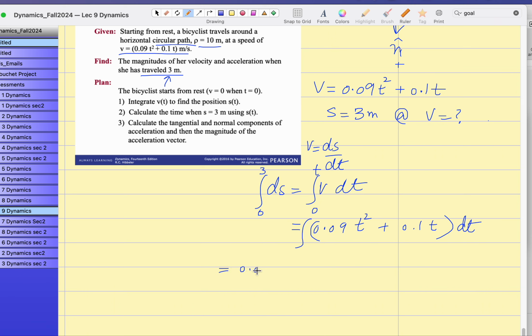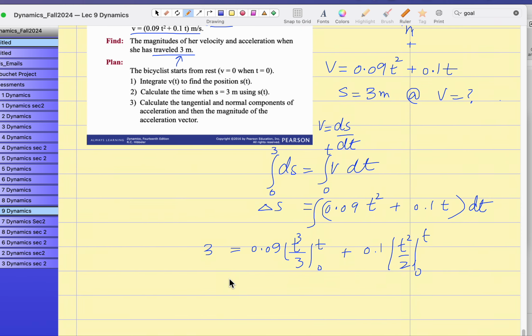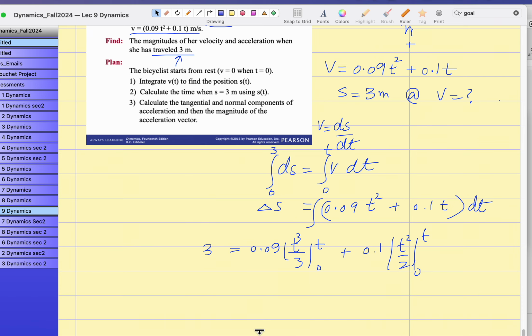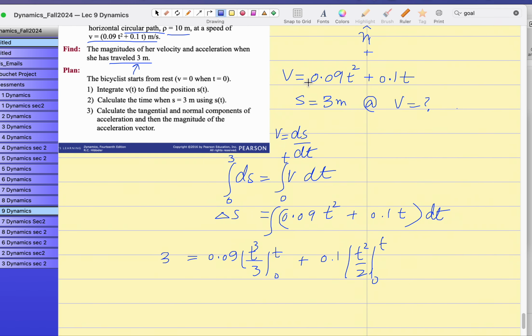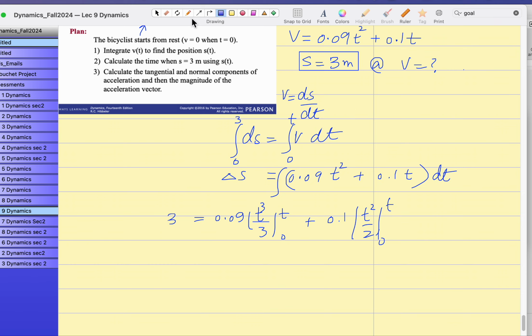So 0.09 t cubed over 3, agreed? 0.1 t squared over 2, agreed? The left hand side is just delta s, which is 3 minus 0, which is 3, correct? So I have done this integration. Now this will give us the equation for finding the time at that location. So what is the time?